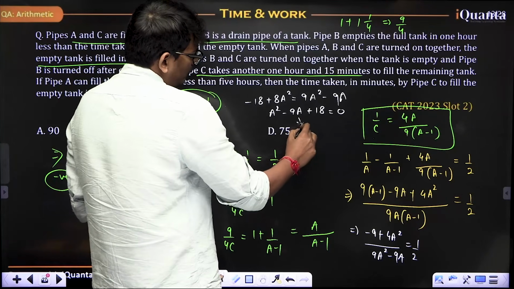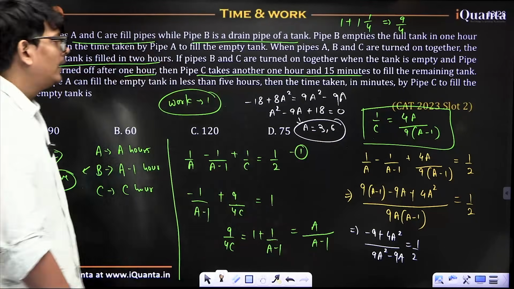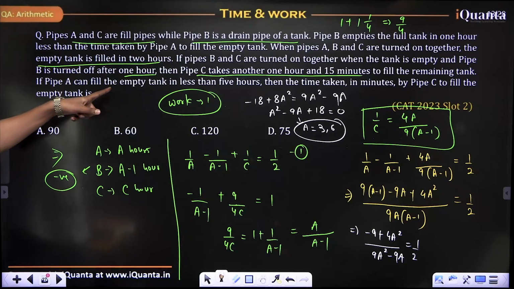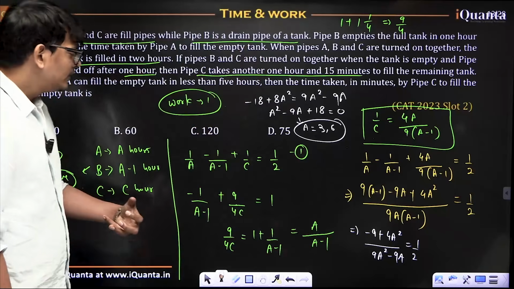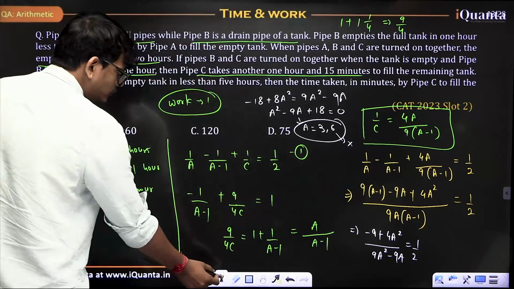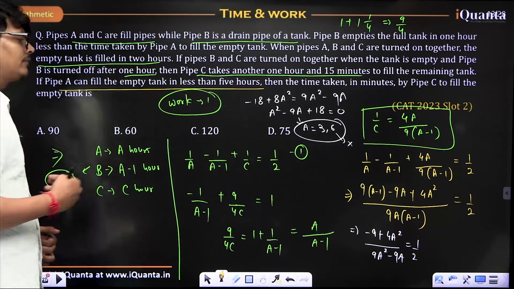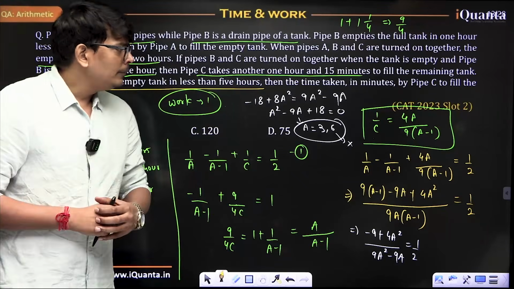So from this, you will get A as 3 as well as 6, right? If you observe, pipe A can fill the empty tank in less than 5 hours, so I cannot consider this value. This is not possible because of this statement that the value of A should be less than 5 hours. So the value of A will be 3.